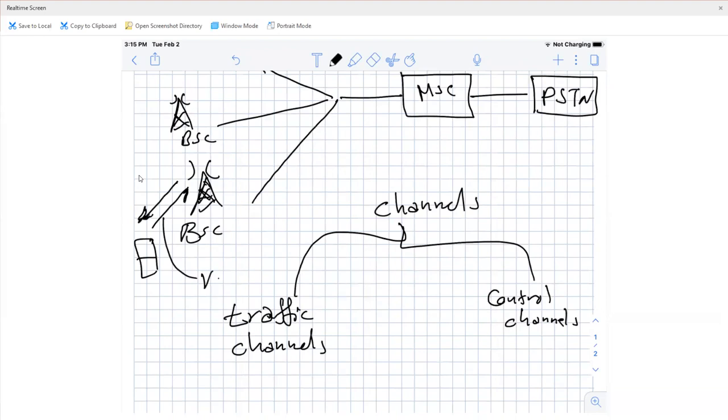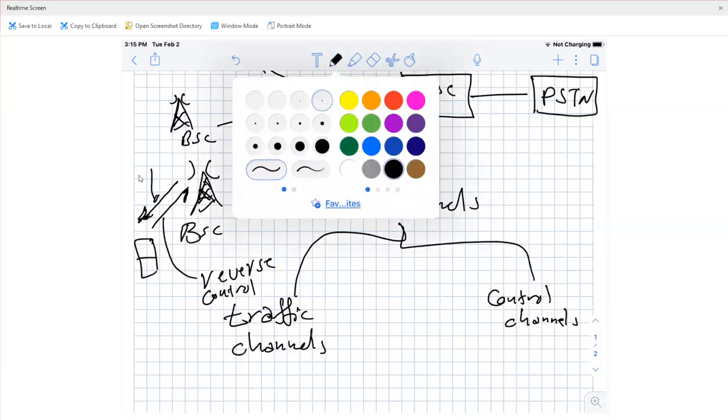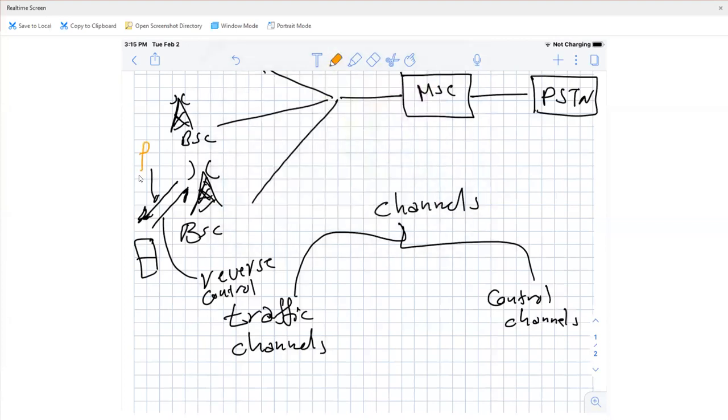So this one will be reverse control channel, while this one will be a forward control channel. Okay, this one will be forward control channel. And this one will be reverse control channel.